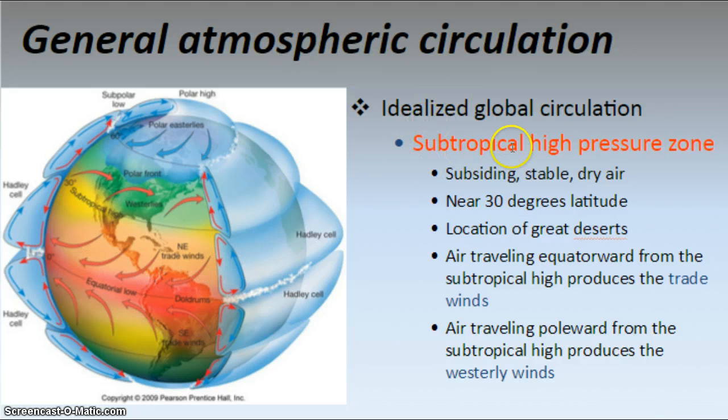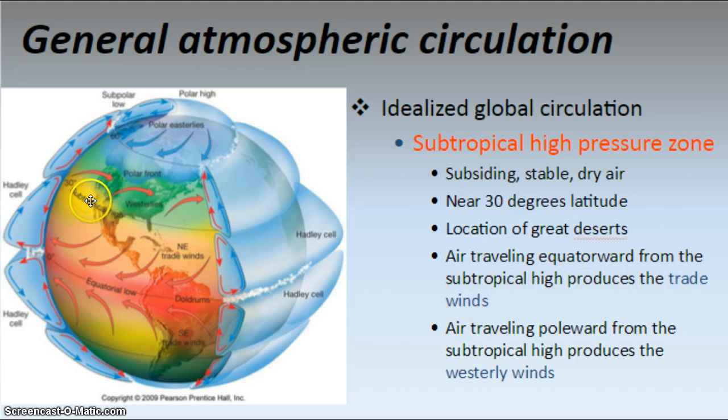So looking here, if I move on, let's move up 30 degrees. I get to the subtropical high pressure zone. This is where air is subsiding, moving downward. It's stable. It's very dry. This is near 30 degree latitude. This is the location of great deserts. So desert regions of the Earth occur in and around this area. Air traveling equatorward from the subtropical high produces the trade winds.